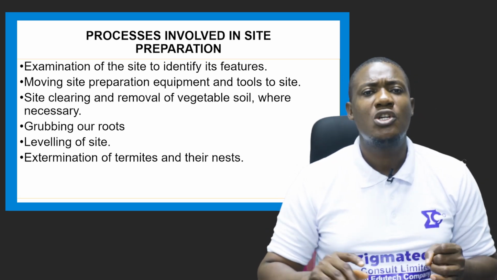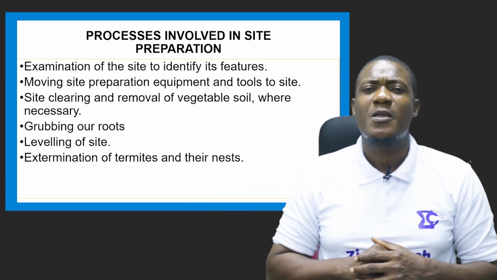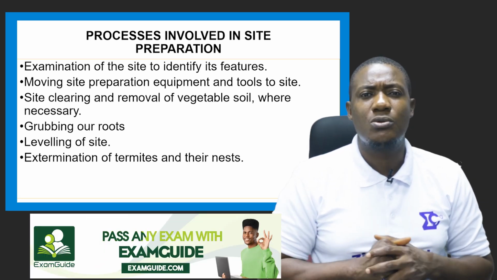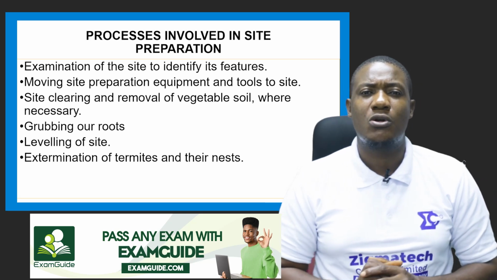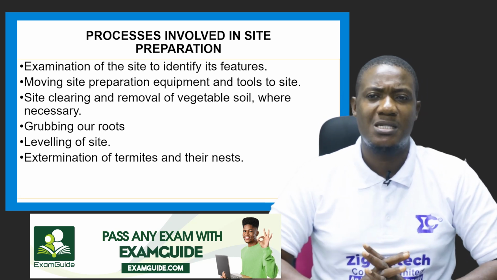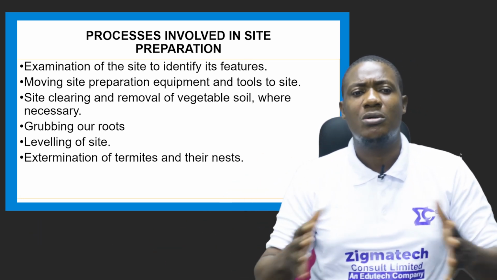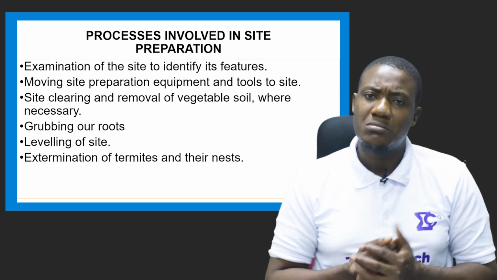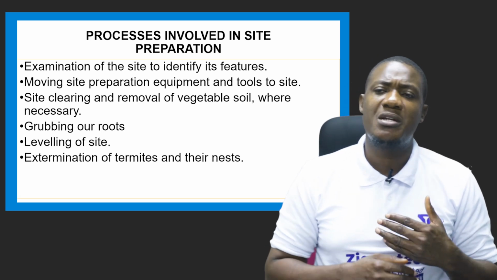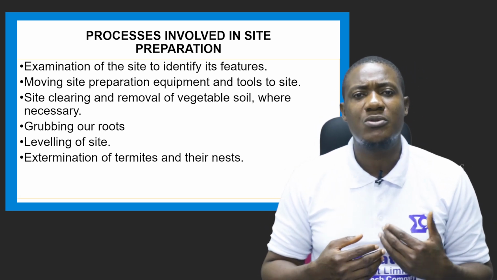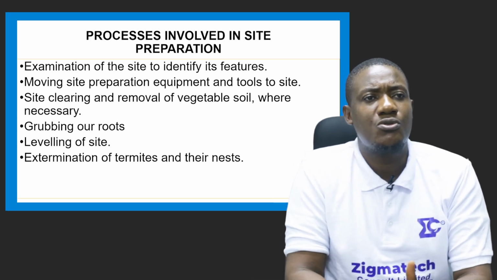If there are areas where you need to use a cutlass to cut grasses, you need to use the axe to cut down the trees, and you need to use the chainsaw to cut down big trees. It starts in earnest. You start clearing where you need to level or do a stumping. All right, then after you're done clearing and removing the vegetable soil, next is the grubbing out of roots.